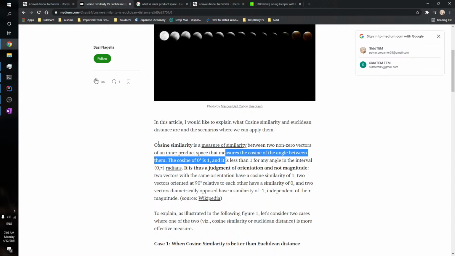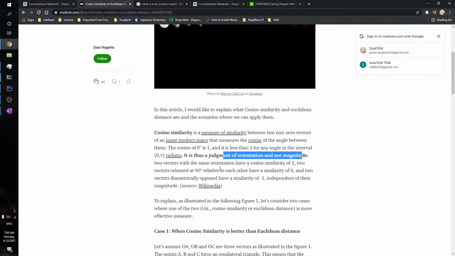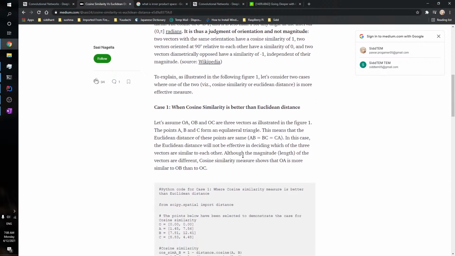Okay. Alright. Between the two. Alright, okay. Where is the cosine of the angle between them? Cosine of 0 is 1 and it is less than 1 for any angle in the interval 0 to pi radians. Right. Orientation and not magnitude, since it's measuring angle, right? Two vectors oriented at 90 degrees relative to each other have a similarity of 0. Two vectors diametrically opposed have a similarity of -1, independent of their magnitude. Alright, here we go.